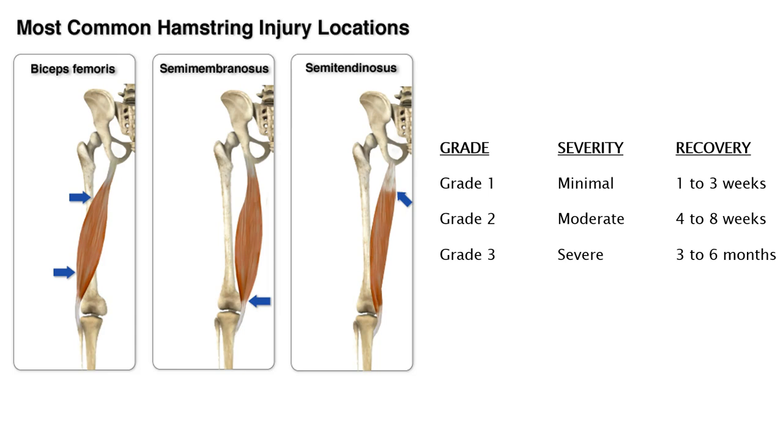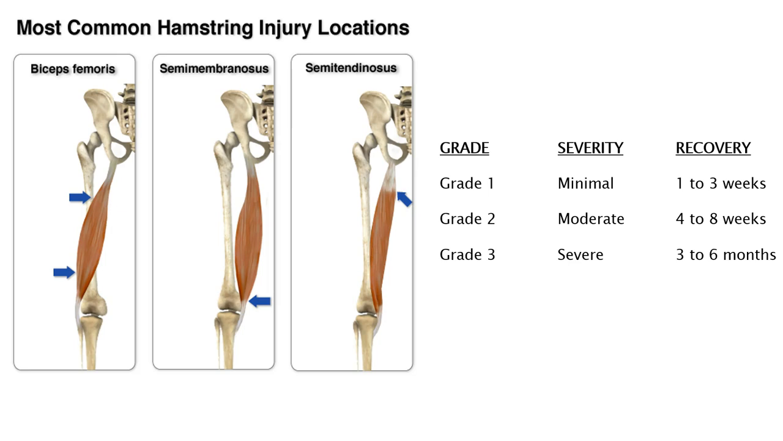Hamstring strains are very common in sport and can be quite debilitating and very slow to heal, depending on where they are. The most common is a biceps femoris tear, and the most aggravating here would be the proximal strain up here in the biceps femoris.